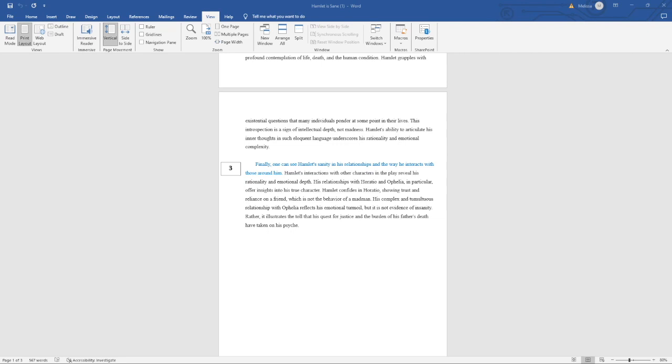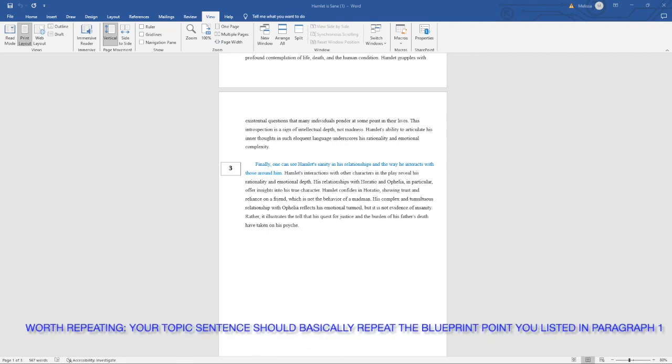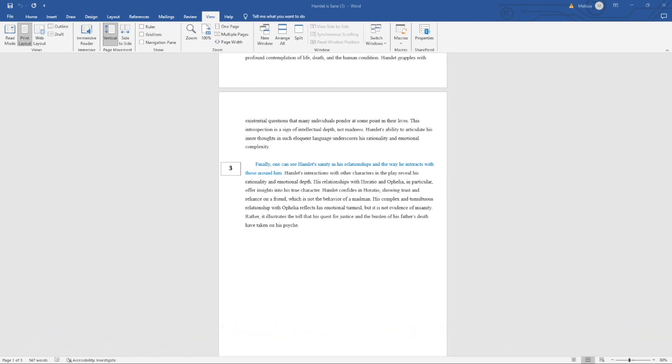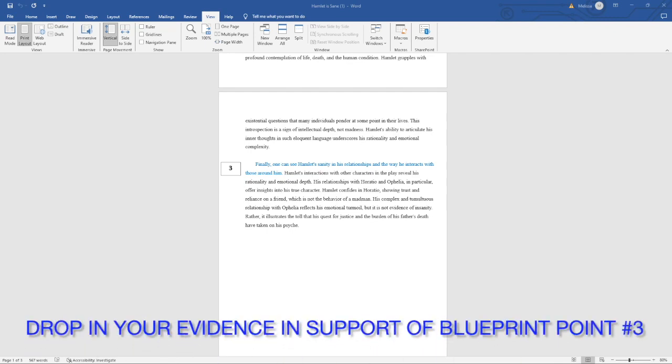So let's look at the topic sentence for our third paragraph. And that says, finally, one can see Hamlet's sanity in his relationships and the way he interacts with those around him. The third point here is just something we've drawn directly from our blueprint. And then, just like we've done with the first two, we fill it out with all the evidence.